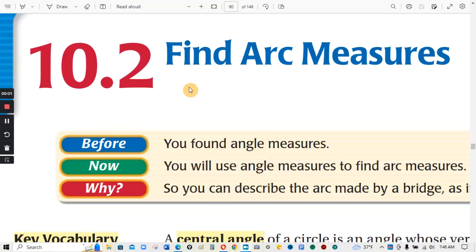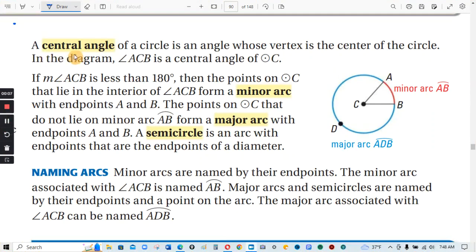Chapter 10.2, Find Arc Measures. All right, a central angle of a circle is an angle whose vertex is the center of the circle. In the diagram, angle ACB is a central angle of circle C.